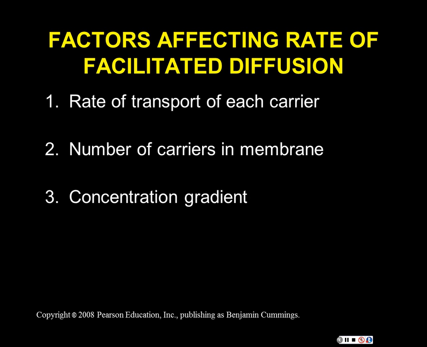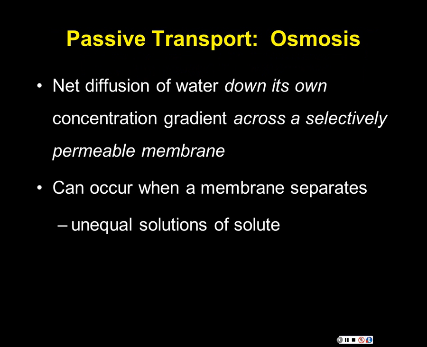What questions do you have about facilitated diffusion or contrasting it to simple diffusion? Both forms of what type of transport? Passive transport. A third type of passive transport is called osmosis, which we've already studied. I'll go through fairly quickly, but you still may have questions at this point. If you have questions, that's why I'm here, so ask them.